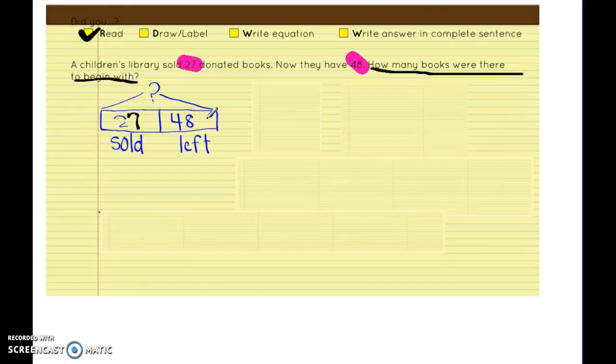To figure this out, you can continue to use a number bond, arrow notation, or solve it vertically. So go ahead and choose the strategy that you want to use to solve this problem. Pause the video, solve it, then press play when you're ready to check your work.